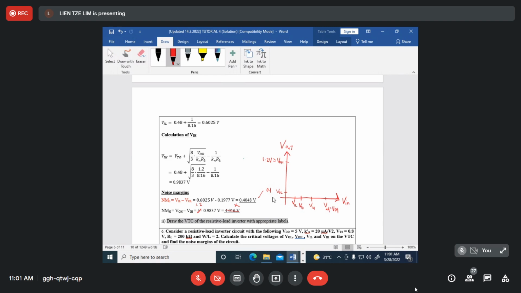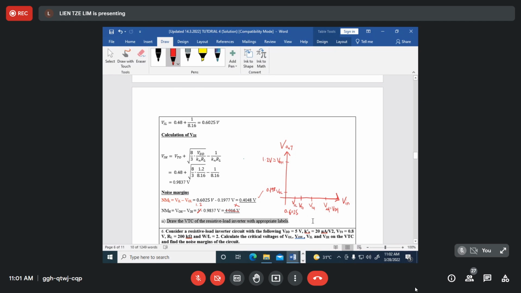If it is 0.1977, we round it, it will be 0.2. Suppose we need to use 0.198. Not 0.2, maybe not accurate. So this is 0.198. For VIL, this is 0.6025. VTO, what is the value of VTO?